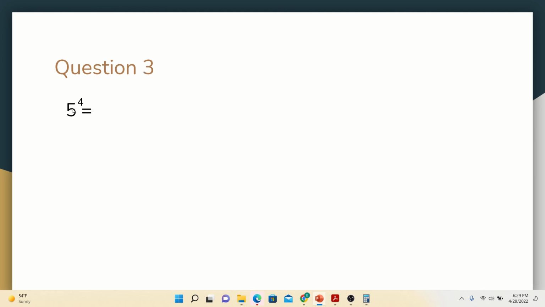Okay, let's do one last one. 5 to the power 4. Solve this by yourself, and when you're done, pause. Okay, so 5 to the power 4 would mean 5 times 5 times 5 times 5, 4 times. So that would be 25 times 25, which would equal 625. This is your answer.